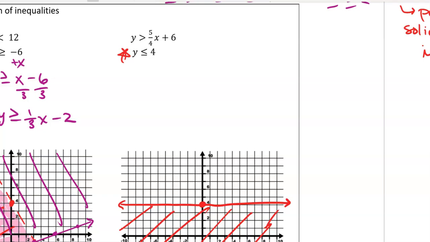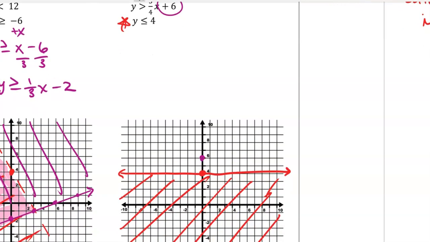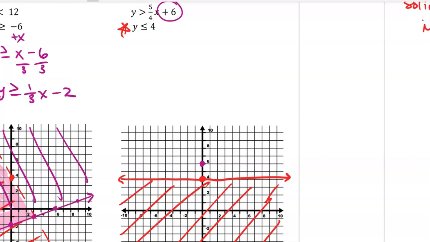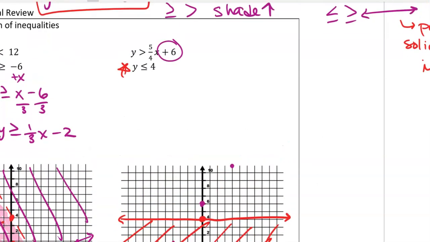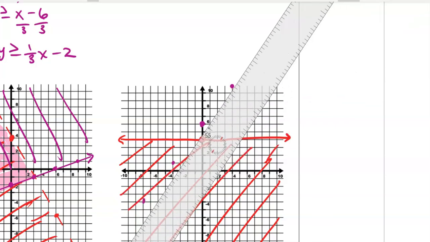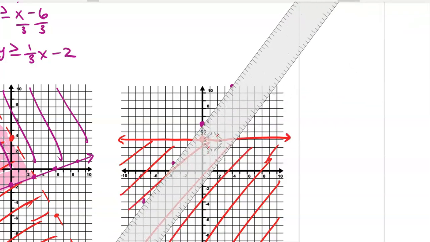All right, now for the other one, we have a y-intercept of 6, and our slope is 5 over 4. So we're going to go 1, 2, 3, 4, 5 up and 4 to the right. Then we'll go back and go the opposite, 5 down and 4 to the left. Now, what is the inequality? It's greater than. So dashed line, and we shade above.